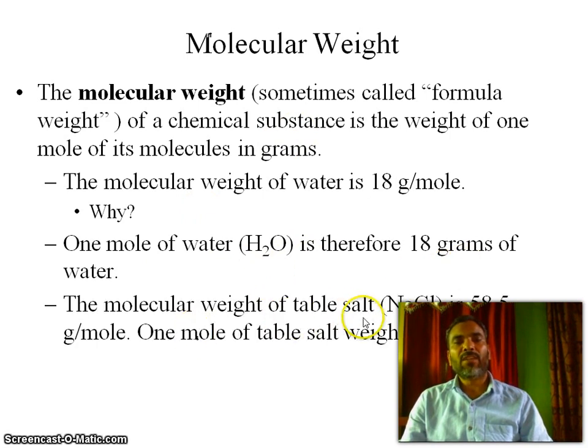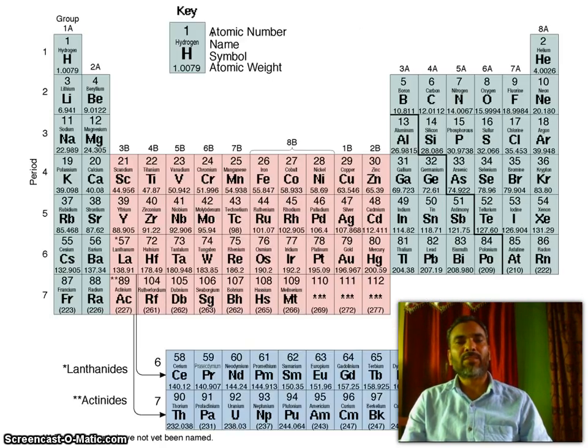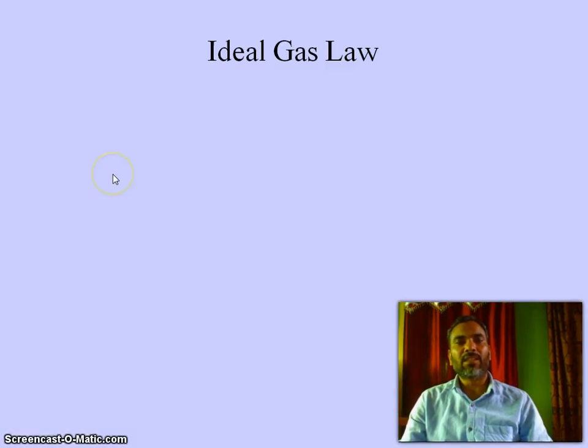The molecular weight of table salt is 58.5 gram per mole. 1 mole of table salt weighs 58.5 grams. So here is sodium, here is chlorine. So here is the mass and here is the mass, just combined together.